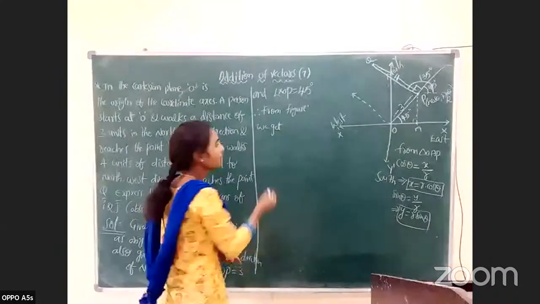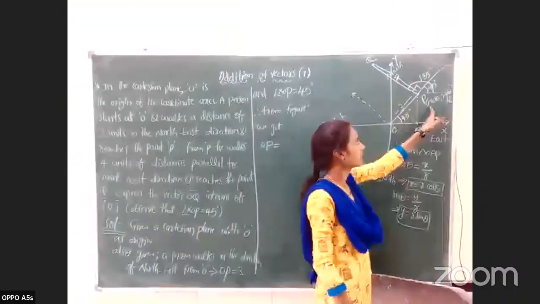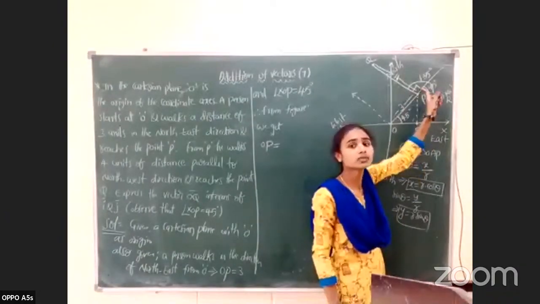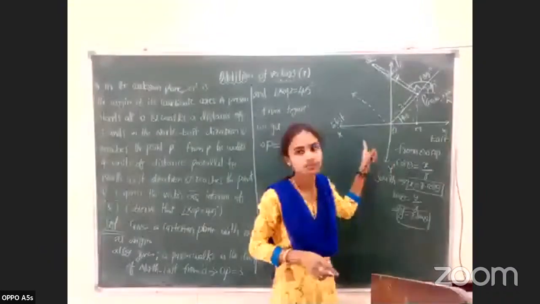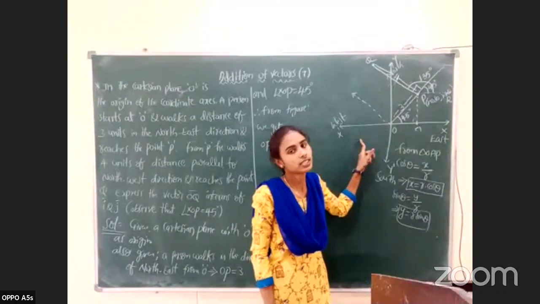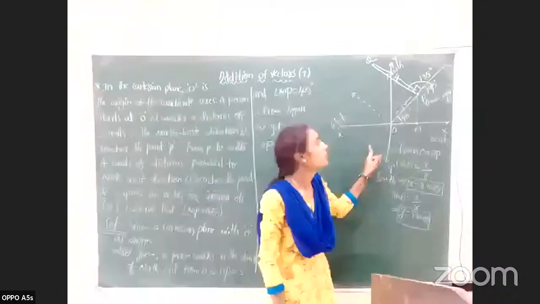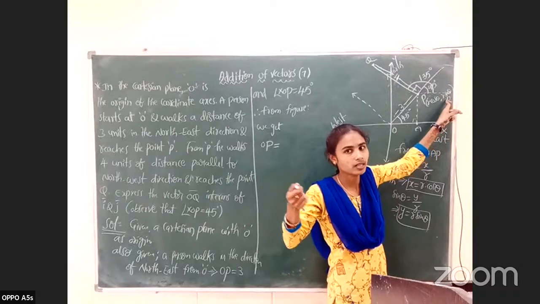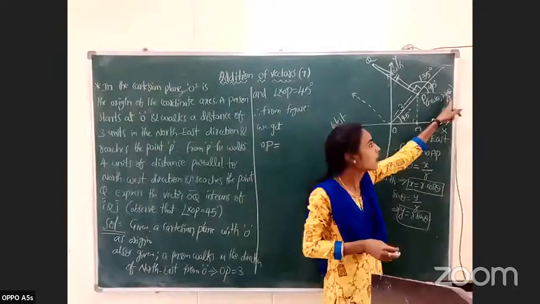we get the OP vector. If P is x comma y, then the vector OP is what? xi plus yj, because this is a 2D dimension. If it is in 3 dimensions, then we get x comma y comma z, and the vector will become xi plus yj plus zk. But in 2 dimensions, we get x comma y, that means the vector will become xi plus yj. And here the value of x is r cos theta and the value of y is r sin theta.